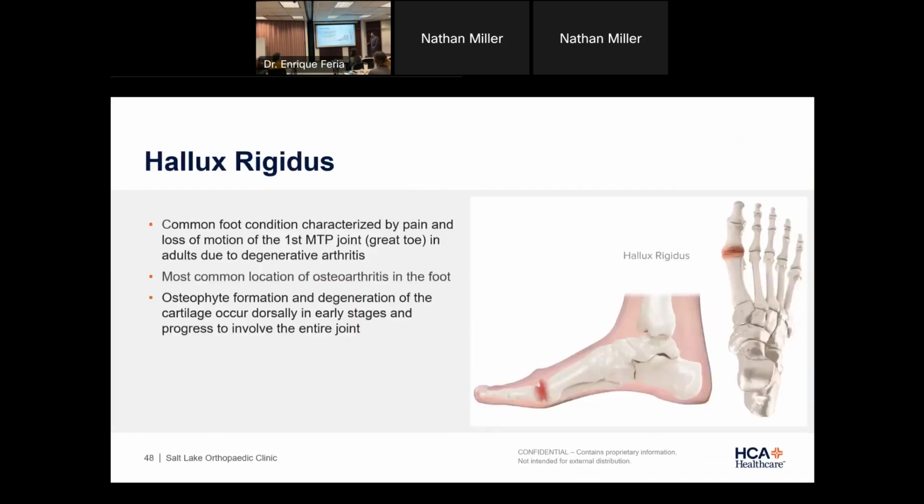We're moving on here to the great toe. Hallux rigidus, a fancy way of just saying it's great toe arthritis of the joint that's highlighted here in red in the picture. And it's the most common location of osteoarthritis in the foot. Generally what you start to see earlier during the early stages is bone spur formation and cartilage wear on the top part of the joint. So kind of right here, and then over time, it can progress to involve the entire joint.